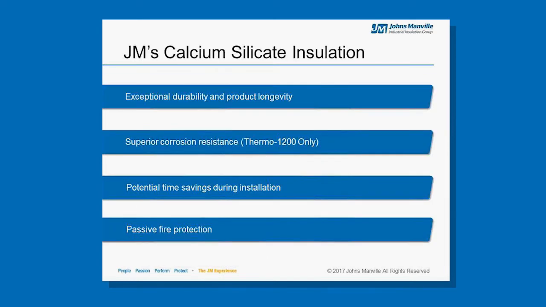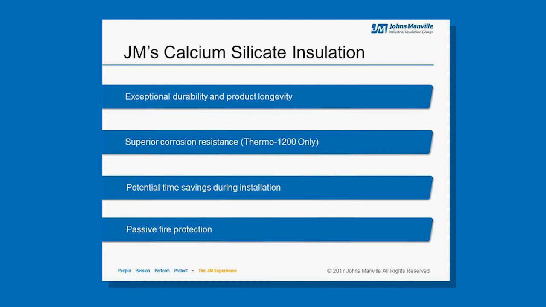Going into the benefits of calcium silicate insulation, we're looking at applications that require exceptional durability and product longevity. Superior corrosion resistance is available in Thermo 1200 only because that is the product that has both XOX and water resistance to it. Super Firetemp and Super Caltemp Gold 1700 do not contain XOX.